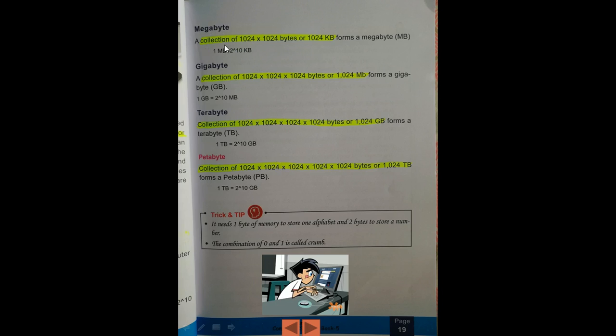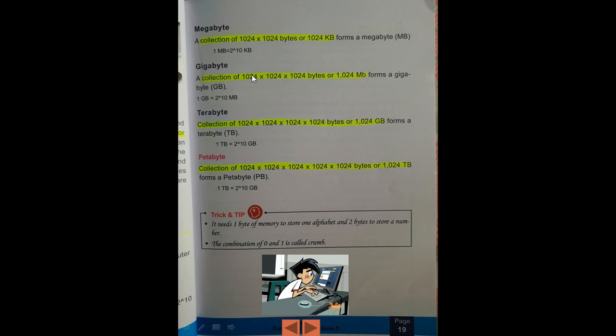Likewise, megabyte, which is a collection of 1024 times 1024 bytes or 1024 kilobytes, forms a megabyte, MB. 1 MB is equal to 2 power 10 kilobytes. So 2 power 10, the same value, which is 1024.